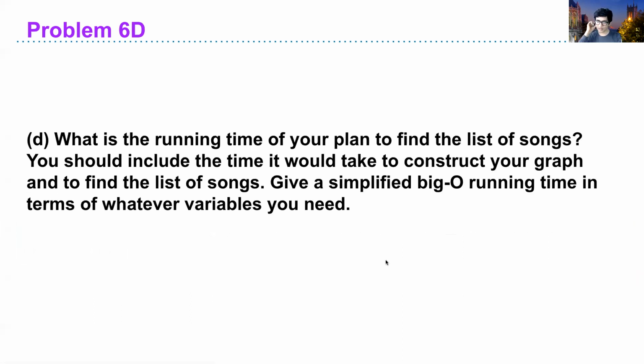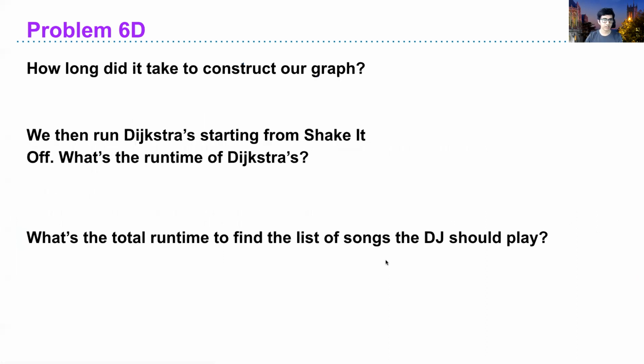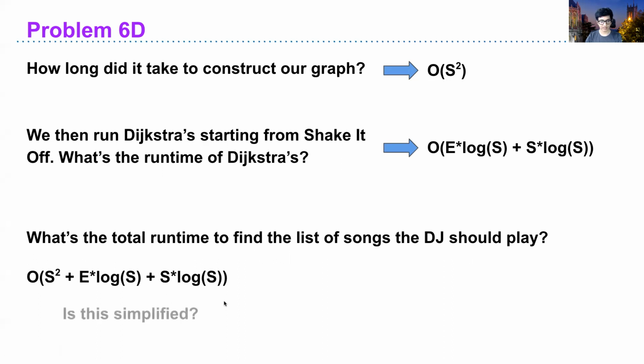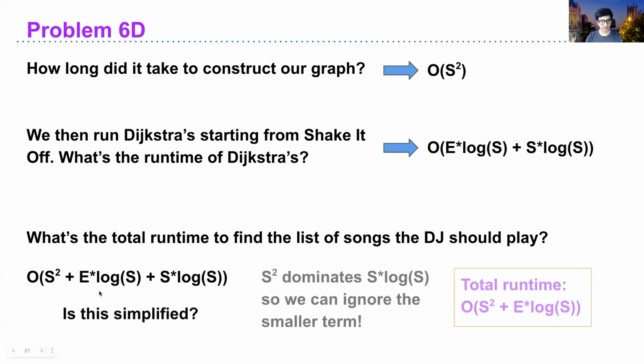The final question that this problem is asking is the runtime. How long does it take to construct our graph? We discussed this previously already. It's O of S squared. Running Dijkstra's on a graph is E log S plus S log S, and this is just the runtime of Dijkstra's. So the total runtime would just be the addition of both of these. Then we can notice that S squared dominates S log S, and that's why we can simplify this. We can drop this term because it is dominated by S squared. So the final runtime is going to be O of S squared plus E log S.